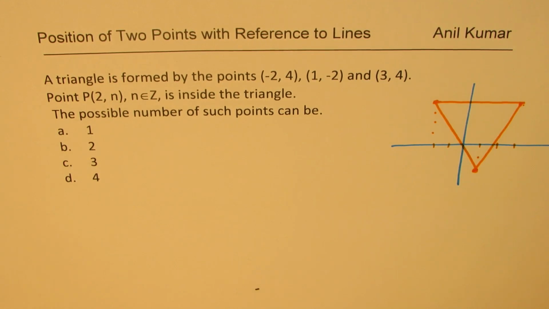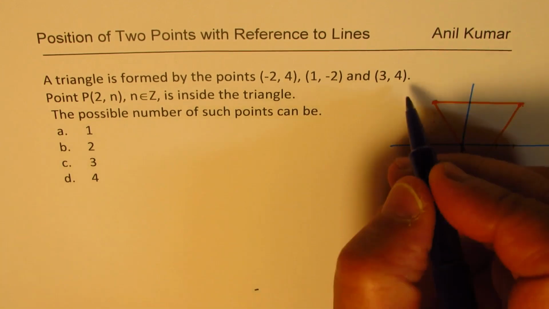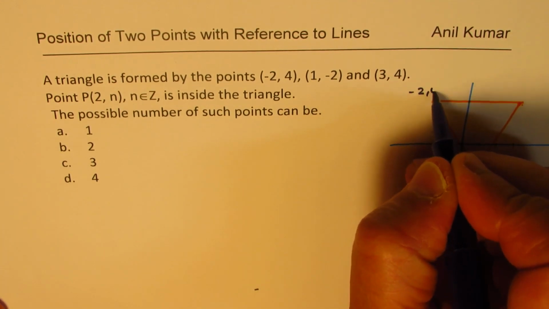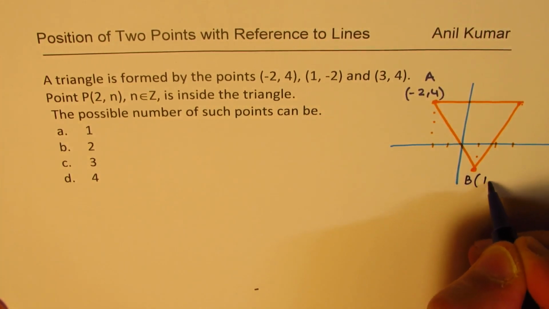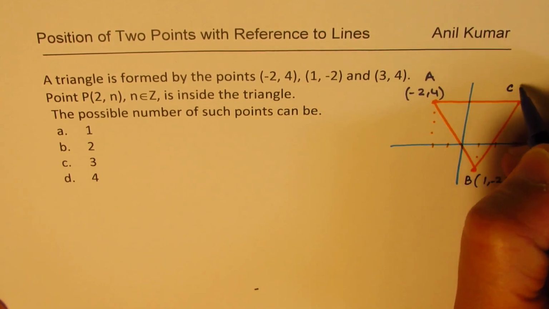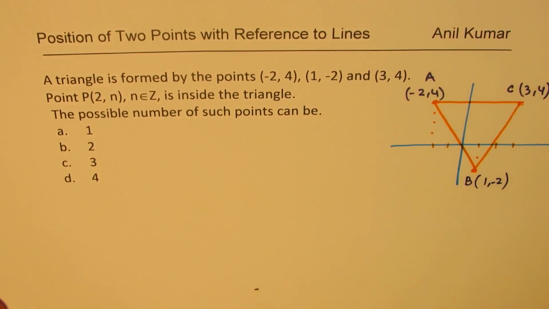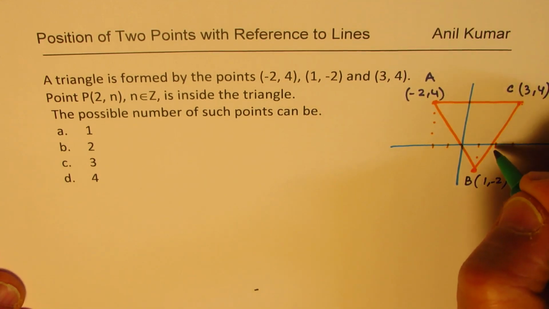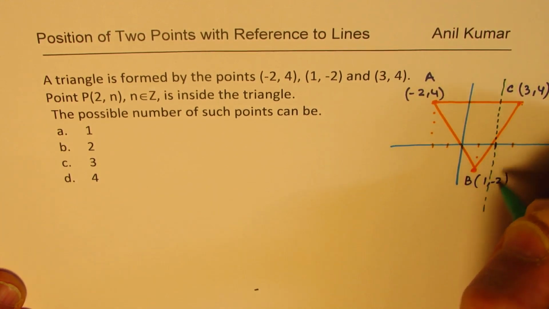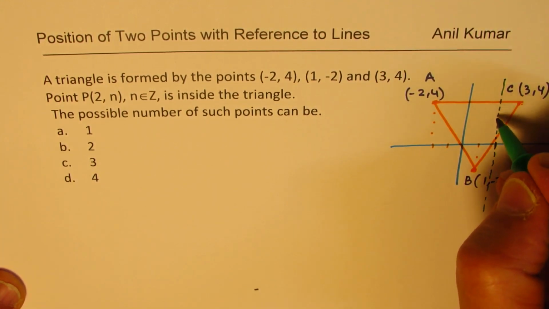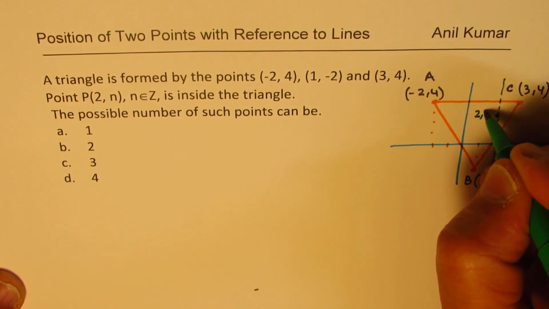So let me write down the points which are given to us. Let's call this point A, which is minus 2, 4, right? So this is our A, 1, minus 2 we call B, and point C as 3, 4. Now, we are saying that point P is 2, n. So 2, n will be somewhere on this line, correct? Well, this is not the real graph paper, so it's very approximate, right? So any point here could be written as 2 and n.